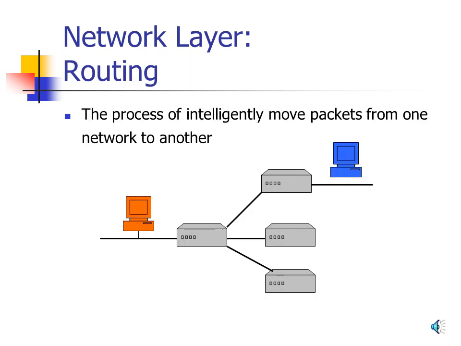Network layer routing. Now, one of the key tasks of a network layer protocol, according to the OSI model, is to route packets. Routing packets is the process of intelligently moving packets from one network to another. In this example, we have the red computer on the left, and we have the blue computer on the right. When the red computer wants to send a packet to the blue computer, it will forward it to the router. And then the router, based upon information it has about the network, will have to decide where to forward that packet in order to get it to the blue computer. And that's the process of routing.